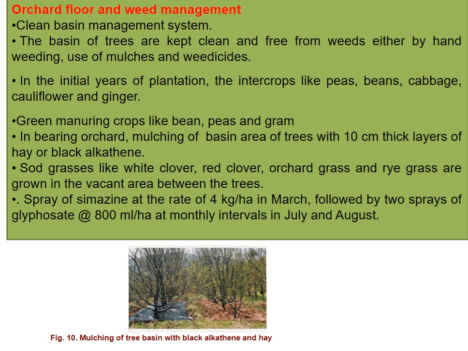In bearing orchard, mulching of the basin area of the tree with a 10 centimeter thick layer of hay or black alkathene is done. Sod grasses like white clover, red clover, orchard grass, and rye grasses are grown in the vacant areas between the trees. Spray of simazine at the rate of 4 kg per hectare in March, followed by two sprays of glyphosate at the rate of 800 ml per hectare at monthly intervals in July and August is done.